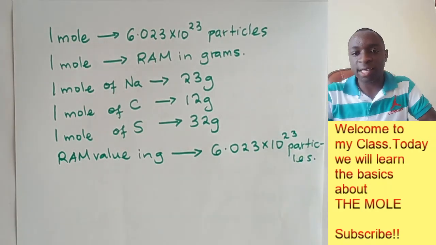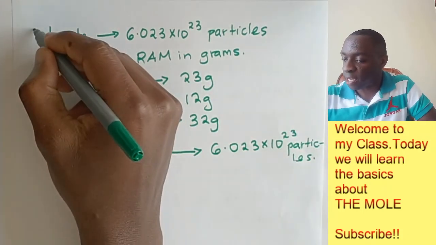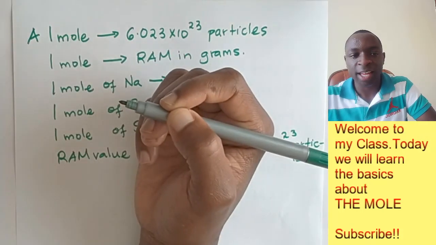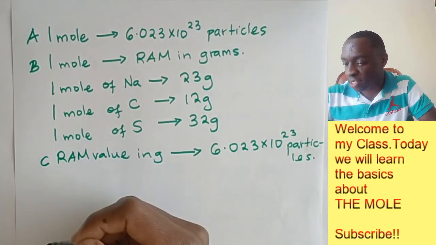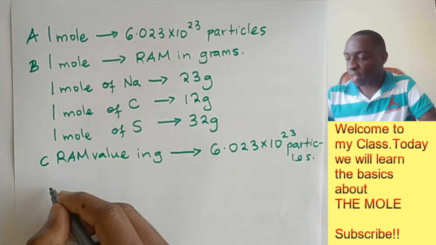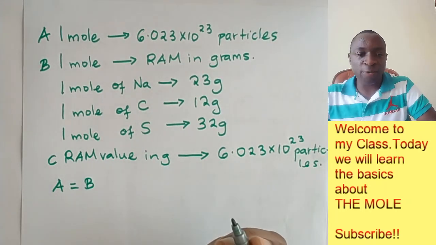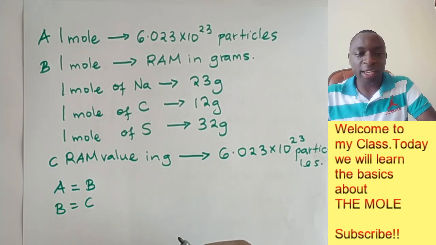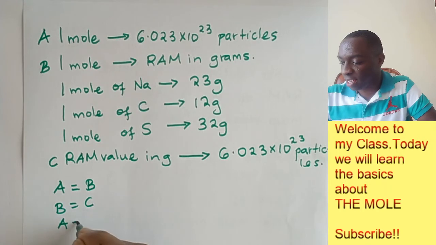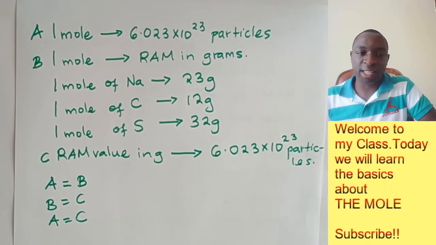You can see that. Now, looking at this, you'll realize that this statement here, I can call it A, and this statement I can call it B, and this one I can call it C. So just ask yourself, if A is equal to B, and B is equal to C, it follows that A is equal to C. So that is the simple way of trying to relate these three things.